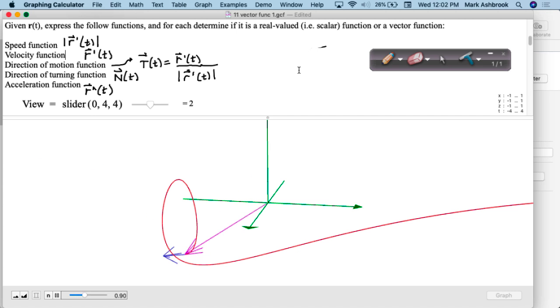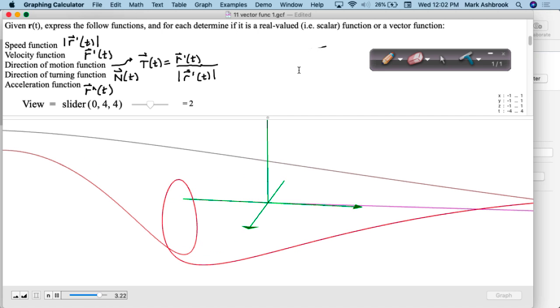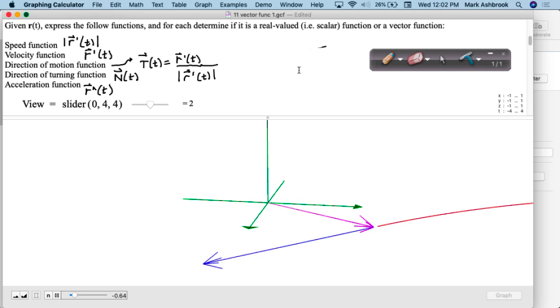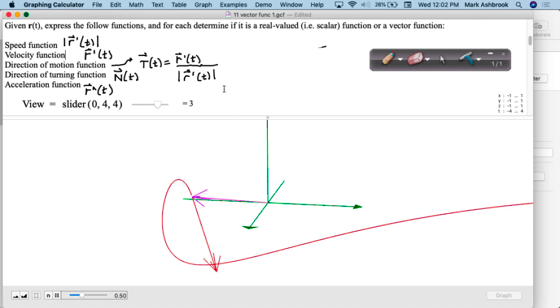Velocity. This is velocity, right? So this is our r prime function, but now in the context of motion, it's velocity because it's showing us direction of motion and speed. The magnitude of those vectors is our speed. Okay, next one. What's this?